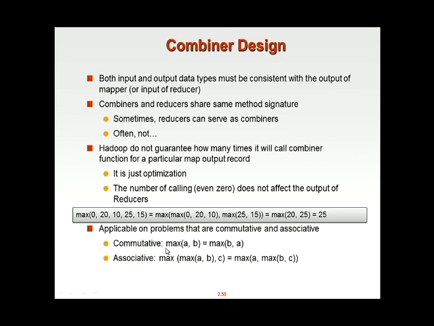So commutative is like this. For example, this is a max function. The max function selects the larger value from the given input, right? So max(a, b) is equal to max(b, a). So this is called commutative.